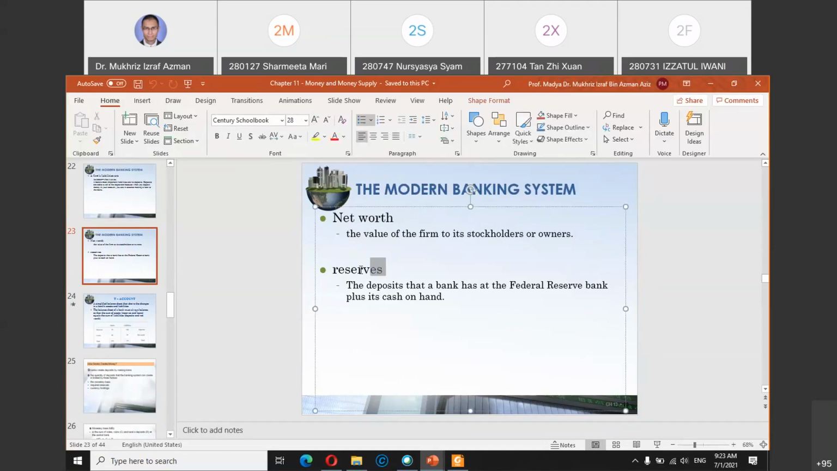Reserve means, for example, you cannot use that money to lend out to the public. That is a requirement from the central bank, or the Federal Reserve in the case of America. So it is the money that the bank puts in the central bank plus some cash on hand, meaning money kept in the bank. That is what cash on hand means.